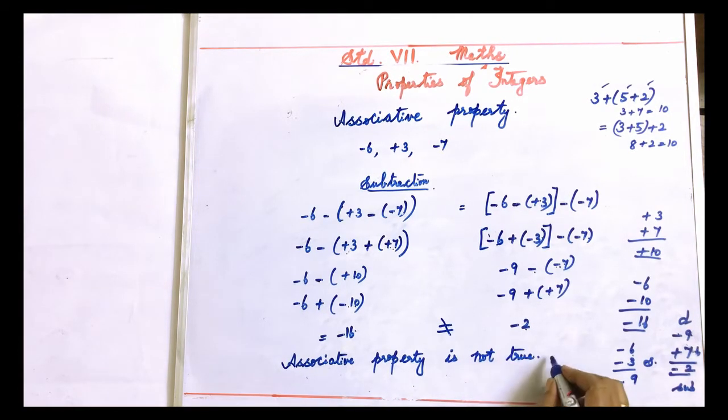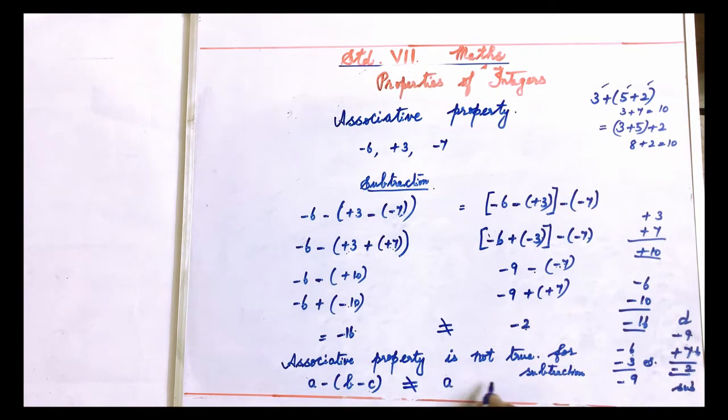For subtraction, we can write A minus B minus C is not equal to, changing the bracket, A minus B minus C with the other grouping. Now we shall see for multiplication.